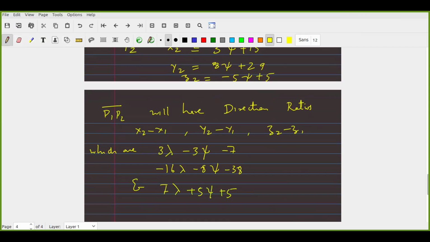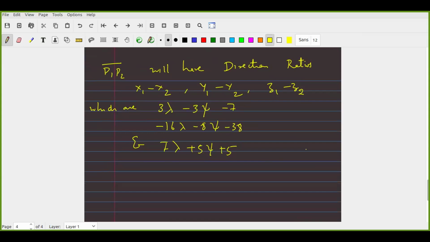Mind you, it's not x2 minus x1. We are used to writing x2 minus x1, but it's all the same. X1 minus x2 also will do, Y1 minus y2, Z1 minus z2. The direction ratios are proportional numbers. It doesn't matter whether we take x1 minus x2 or x2 minus x1. They are separated by a sign. So these are the three direction ratios.